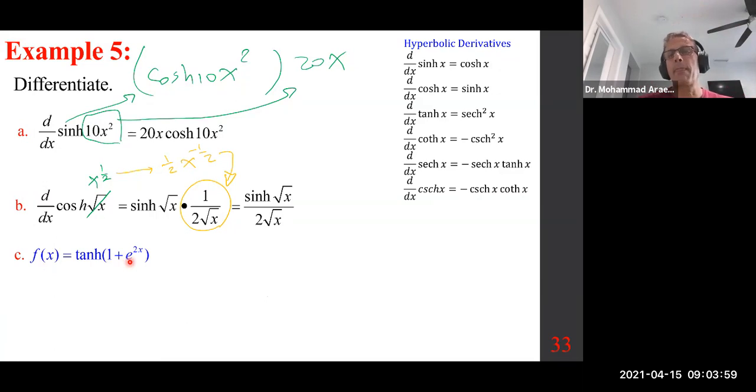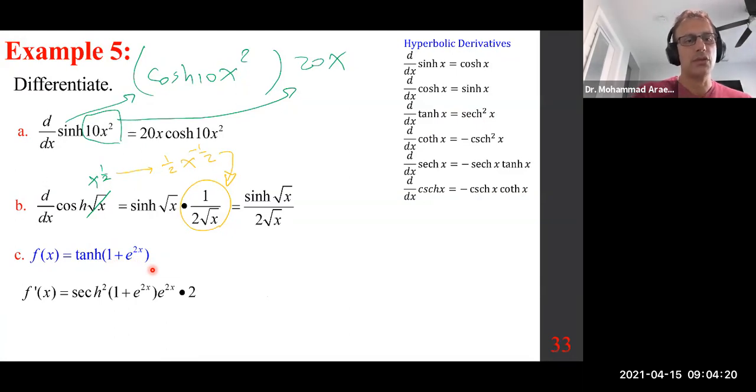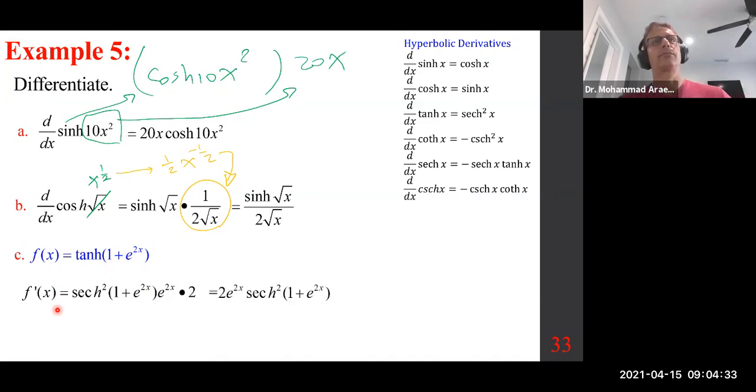Hyperbolic tangent. So the derivative is hyperbolic secant, the same thing squared, of course. And then by the chain rule, you need the derivative of the parentheses, which is simply e to the power of 2x times 2. So hyperbolic secant squared, the same thing. And then the derivative of this piece is e to the power of 2x times 2. We're going to put this in front, and that is the final answer.